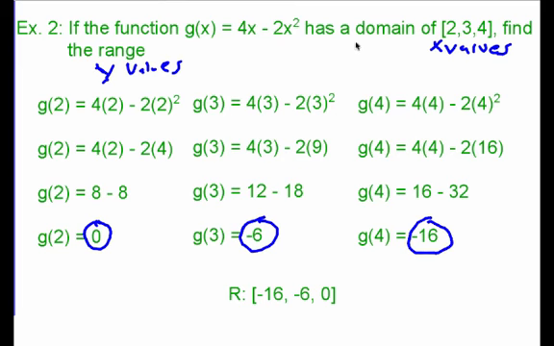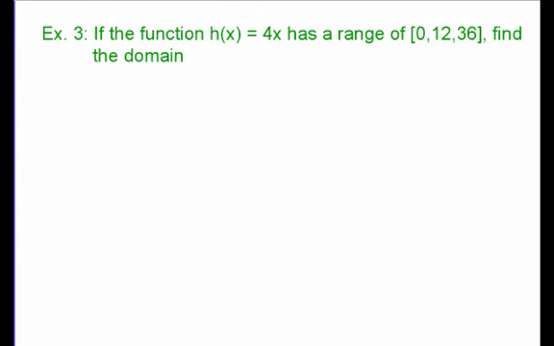So whenever you see a problem like this where they give you the domain and ask you for the range, all you do is plug each one of those numbers into the function, and then their resulting values will make up the range. Let's take a look at one more example. Example 3 says, if the function h of x equals 4x has a range of 0, 12, and 36, find the domain.